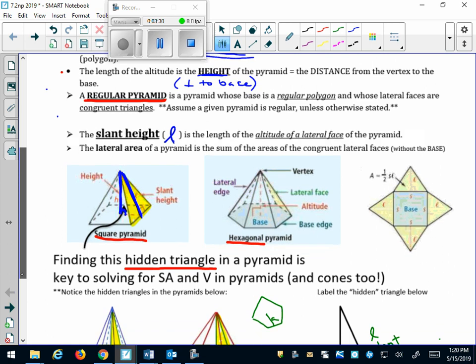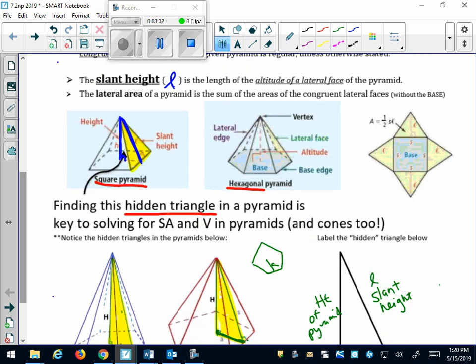Now, the key to finding surface area and volume in pyramids and cones actually is if you connect that height to the slant height, it creates a right triangle. And so there's these hidden right triangles that we're going to need to find surface area and volume of pyramids.